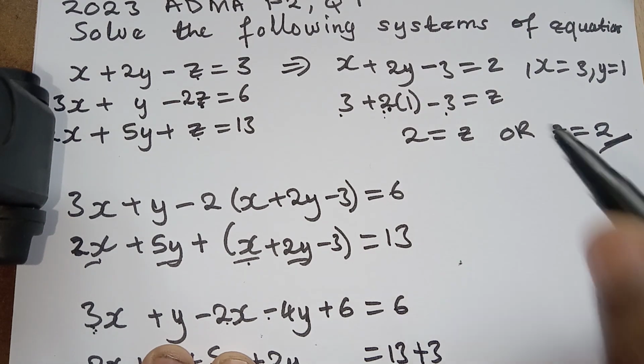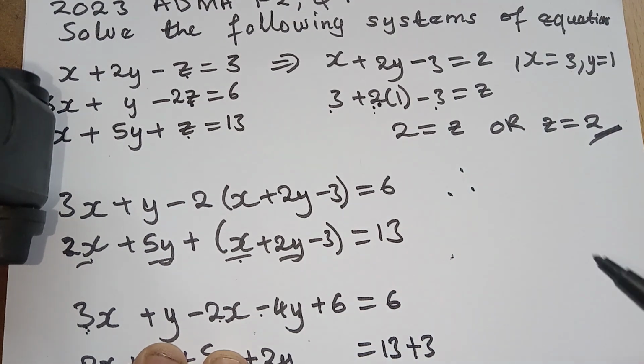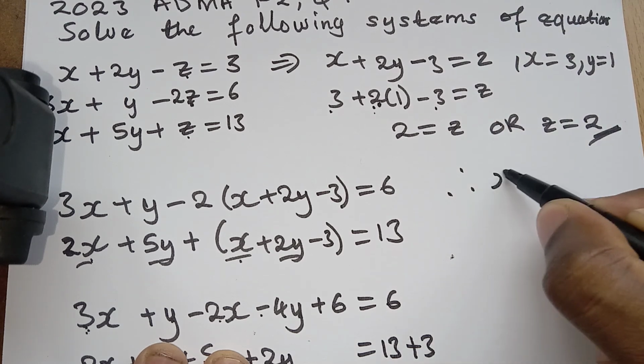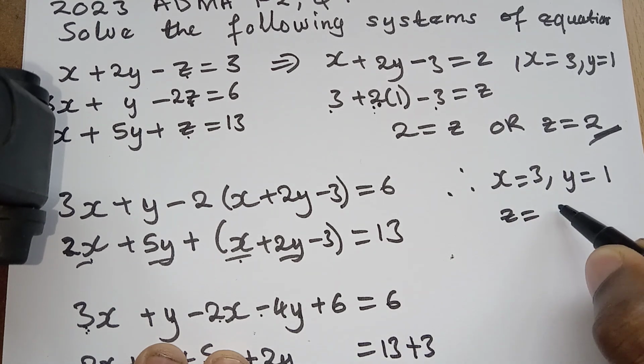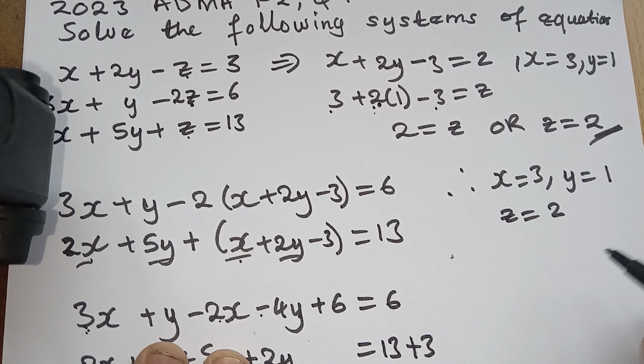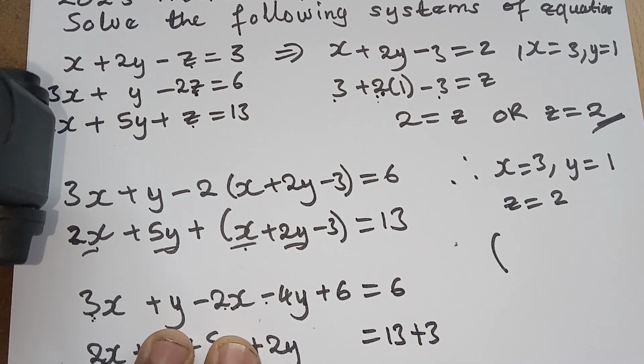So our values, we can say therefore x is equal to 3, y is equal to 1, and z is equal to 2. You can even write them in coordinate form as (3, 1, 2). That's it.